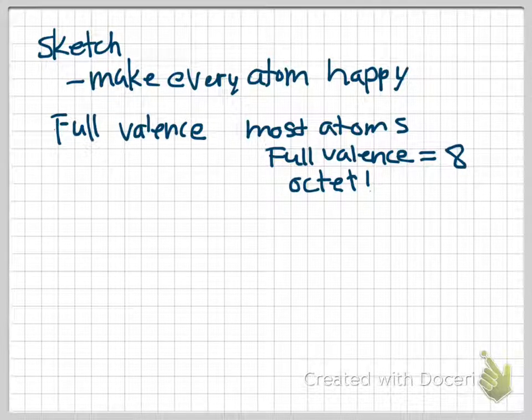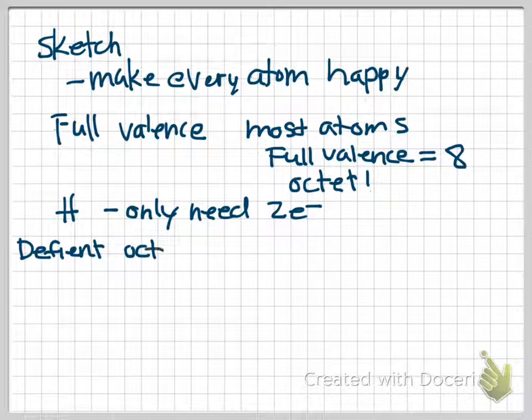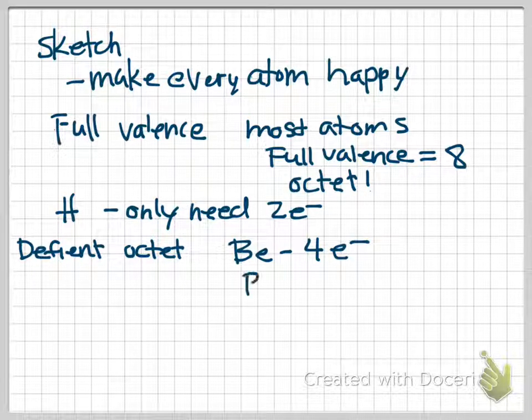There are a few exceptions to this. So one exception is hydrogen. Hydrogen has a full valence when hydrogen has 2 electrons. So hydrogen only needs 2 electrons. We can have what we call a deficient octet. And there's 2 major exceptions that don't require a full octet. One is beryllium, which tends to only need 4 electrons, and then boron, which only needs 6 electrons.